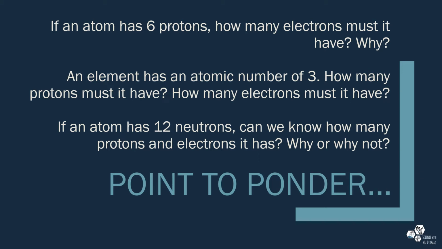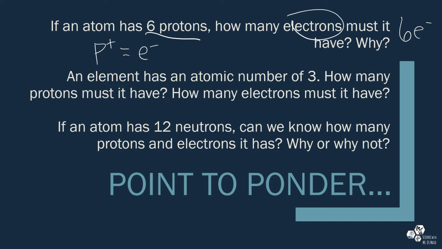So in answer to the first problem here, if an atom has 6 protons, how many electrons does it have? Well, remember that our number of protons has to equal our number of electrons. So in this case, this element has 6 electrons. Why? Because we want our atom to be overall chemically or electrically neutral, so we don't want any positives or negatives. So in order to balance the number of positive charges and the number of negative charges, we have to have an equal amount of protons and electrons.